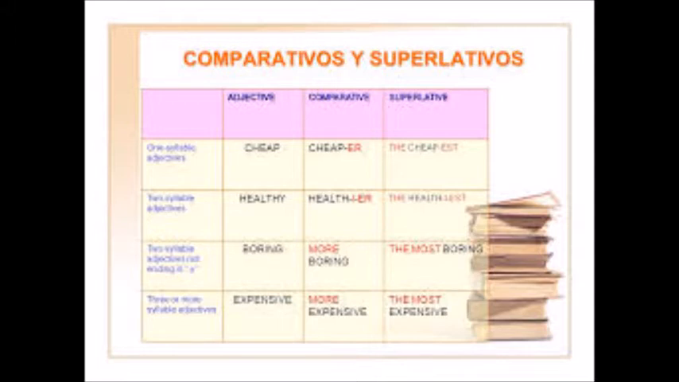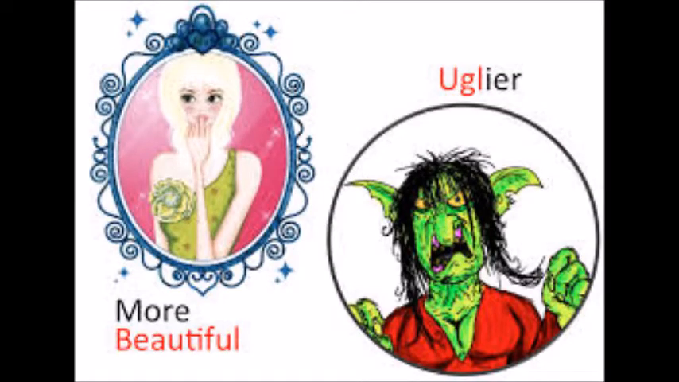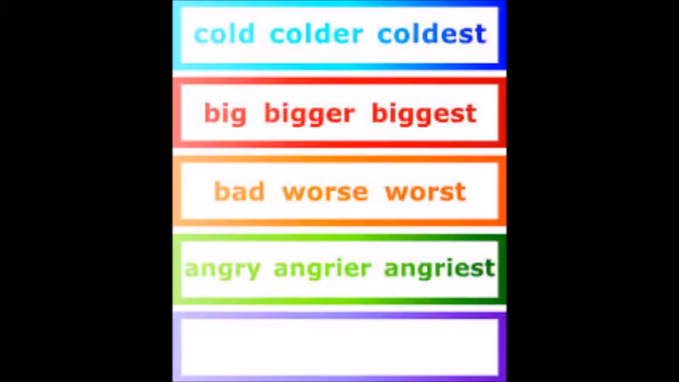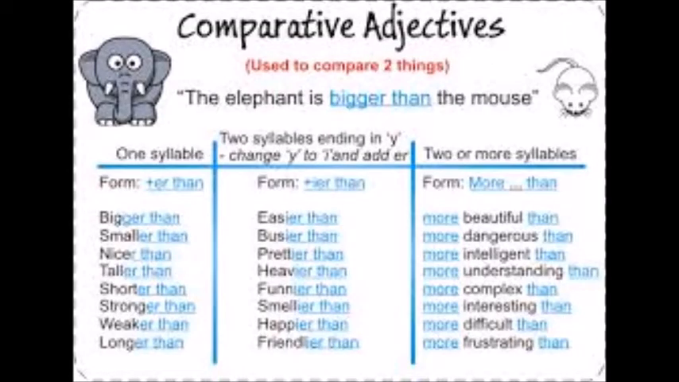For an adjective that ends in y and has two syllables, drop the y and add ier. For example, pretty becomes prettier and early becomes earlier. For an adjective that has two syllables and does not end in y, add the word more before the adjective. For example, purple becomes more purple. For a word with three syllables, we use the word more before the adjective. For example, beautiful becomes more beautiful.